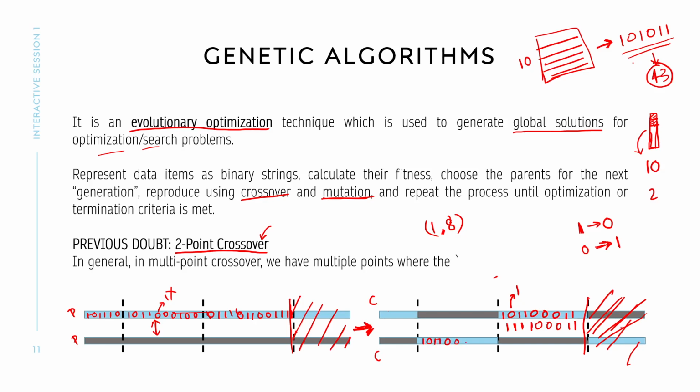So basically all this 101100 whatever I've written, exactly the same thing will come down here. There is no change. Just this part of the string is flipped with the gray, whatever ones and zeros are there in the gray part. So this is what 2 point crossover is. And again, the third part remains the same, this part remains blue. So this is the primary method of reproduction in GA, and after this you will apply mutation.